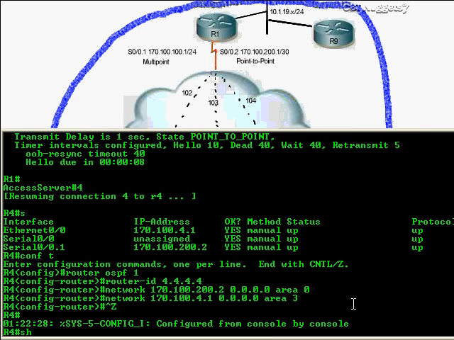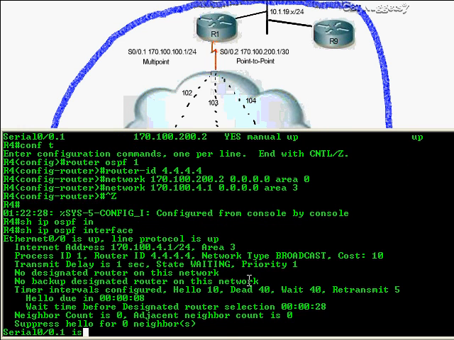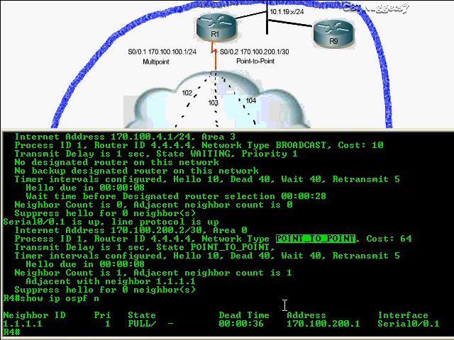I'll do a show IP OSPF interface. Sorry, my mind blanked out for a brief second there. Serial 0/0.1 line protocol is up. Network type point-to-point. It's assumed since I created that point-to-point sub-interface, I'm going to have a point-to-point OSPF neighbor. Let's see if we've formed that neighbor relationship yet. Show IP OSPF neighbor. And sure enough, it's there.